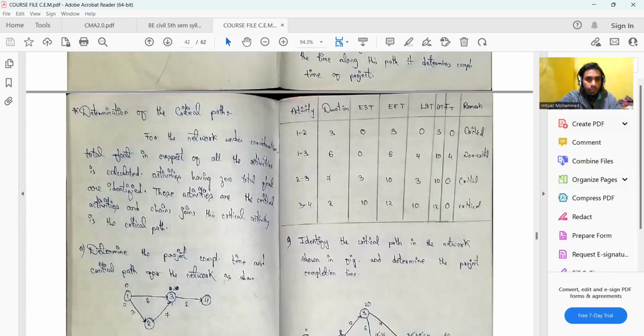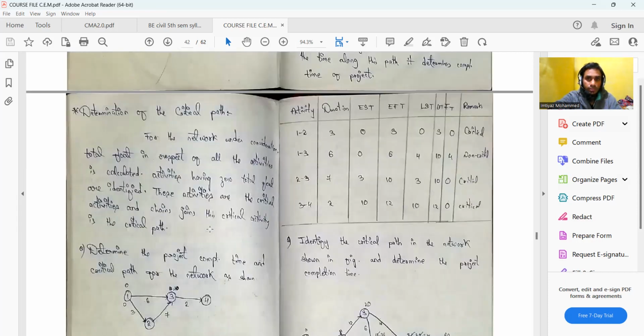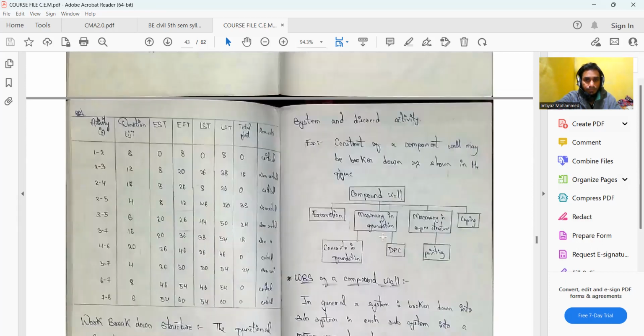We determine the critical path by calculating the total float with respect to all activities. We will check all those activities which have zero total float, and when we join all those activities having zero total float, we get the critical path. A network may have more than one critical path. Please make a note of this as well. Then you have a problem on critical path.